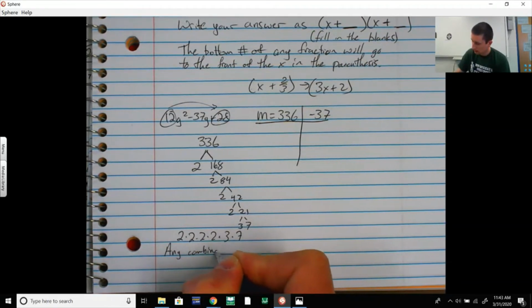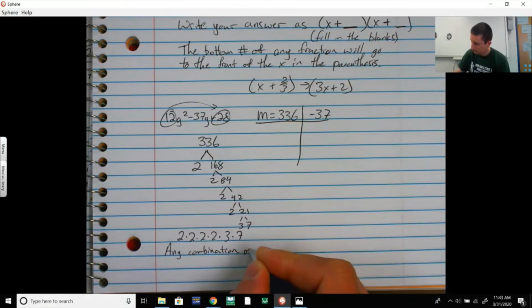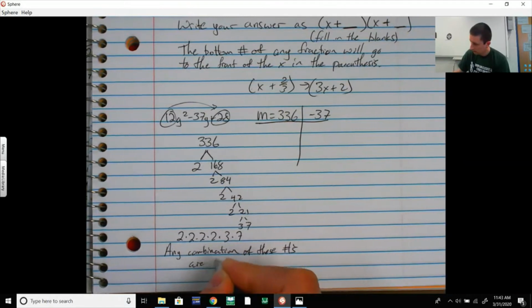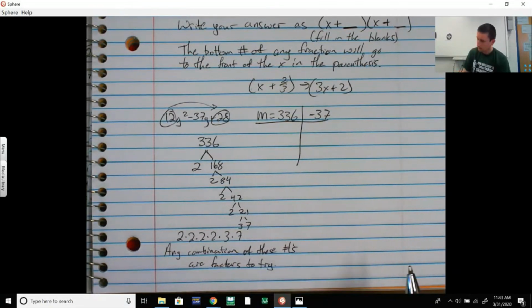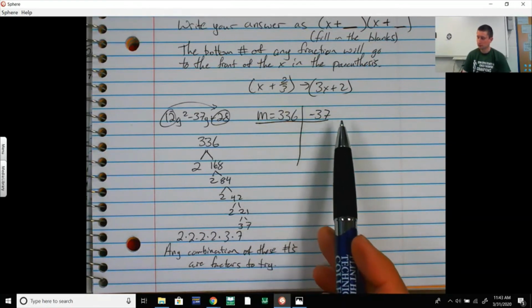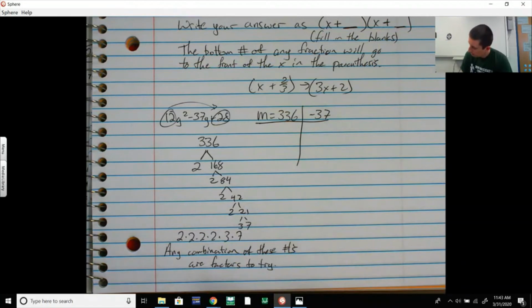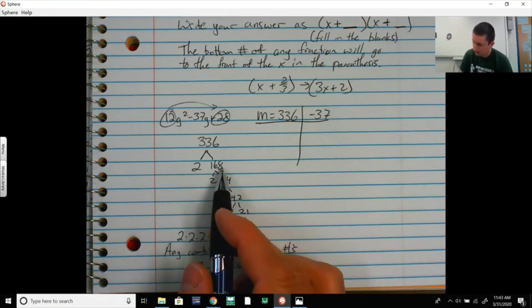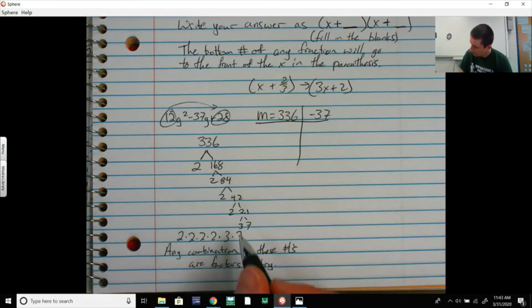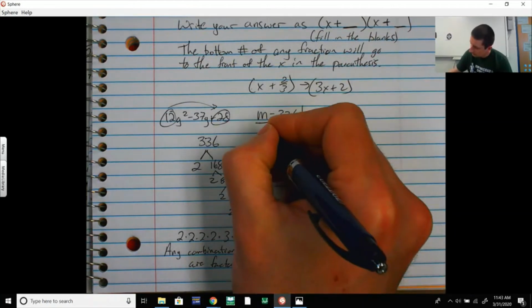So any combination of these numbers will be a factor of 336 that we can try. Now remember, we're multiplying to a positive number, and we have to add to a negative number. So we need 2 negative numbers. So for 336, well, we know 2 and 168. Those don't add to negative 37 if they're negatives. So let's do, I don't know, let's put the 3 and the 7 together. Let's say we have a negative 21.